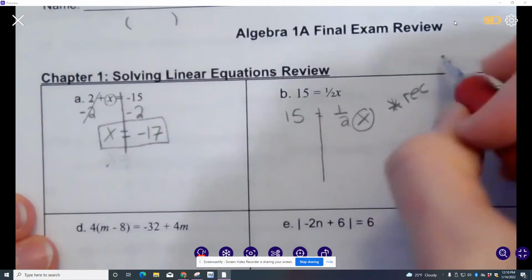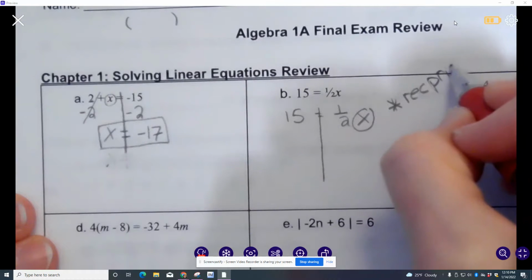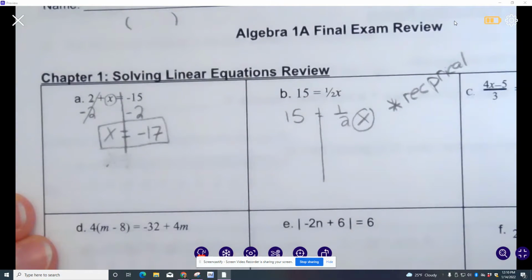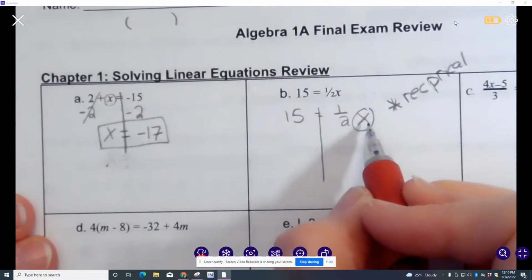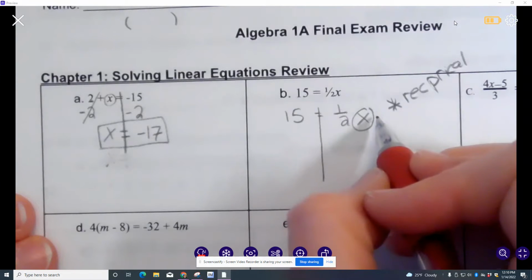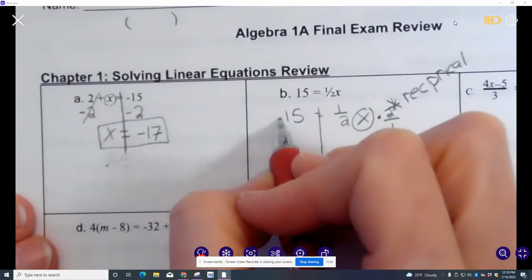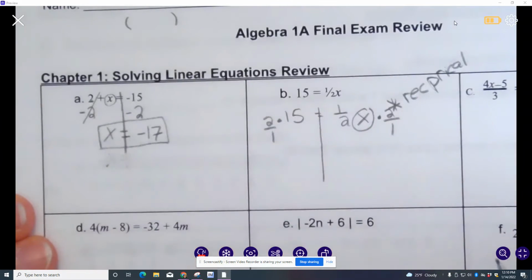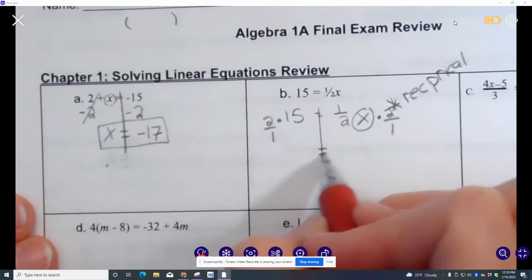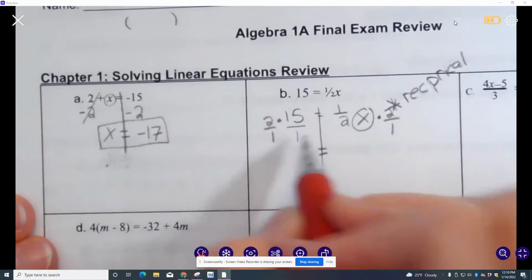But remember, instead of dividing fractions, we multiply by the reciprocal. I'm just going to write R-E-C-I-P-R. I always spell reciprocal wrong. Hopefully that's right. Multiply by the reciprocal. The reciprocal of 1/2 is 2/1. So I'm going to multiply both sides by 2/1. So over here, let's put a 1 under there.